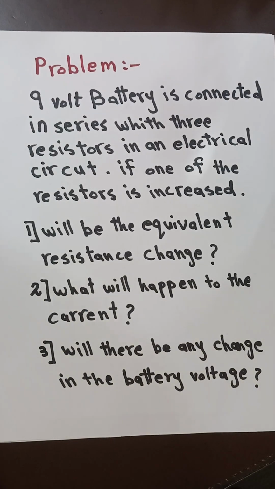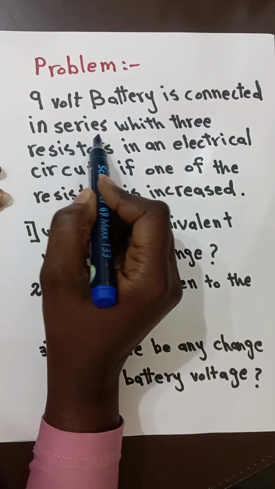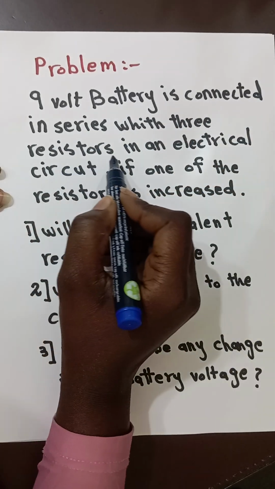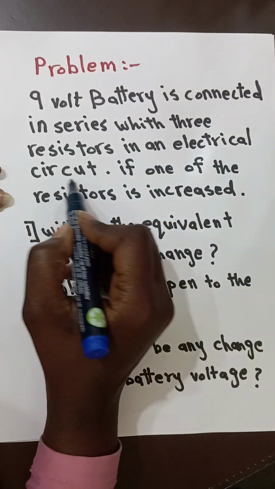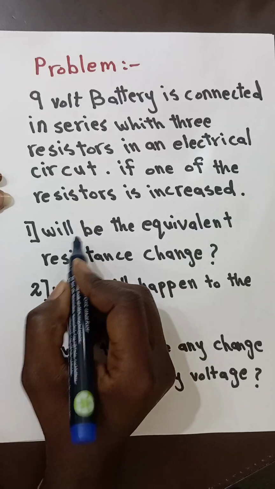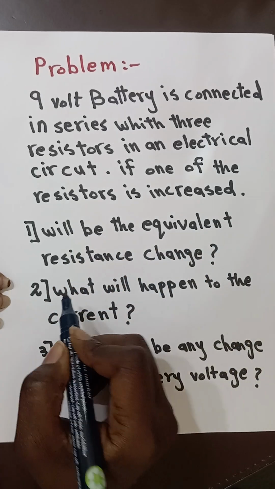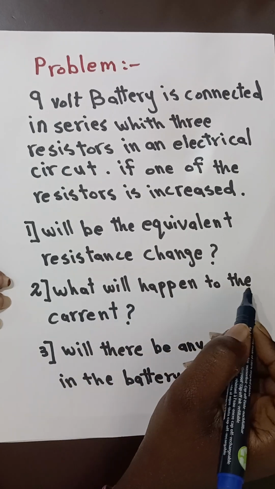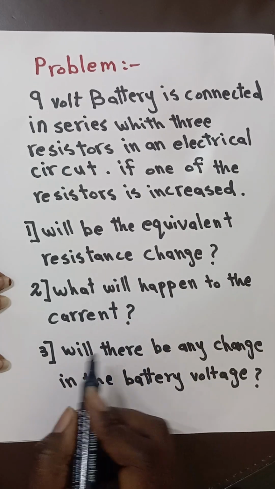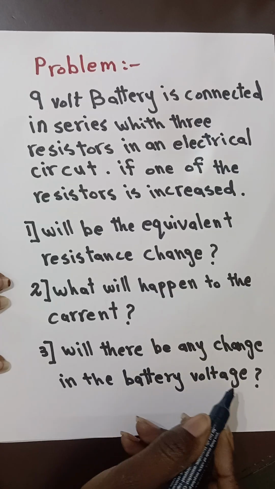Today we have a problem for the series circuit. A 9-volt battery is connected in series with 3 resistors in an external circuit. If one of the resistances is increased, will the equivalent resistance change? Second question, what will happen to the current? Will there be any change in the battery voltage?